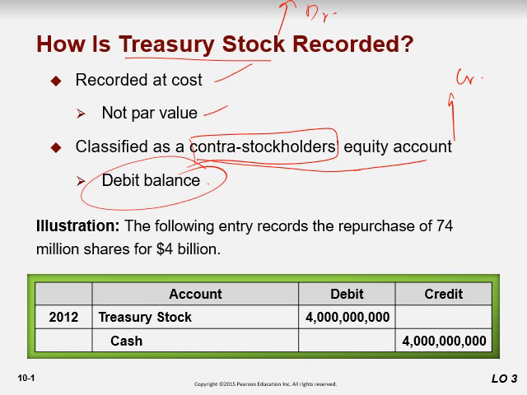The illustration is the following entry, which records the repurchase of 74 million shares for $4 billion. When you repurchase your shares, you pay the money and purchase the shares. The entry would be treasury stock to cash. Cash decreases, which is a credit, and treasury stock increases, which is a debit.